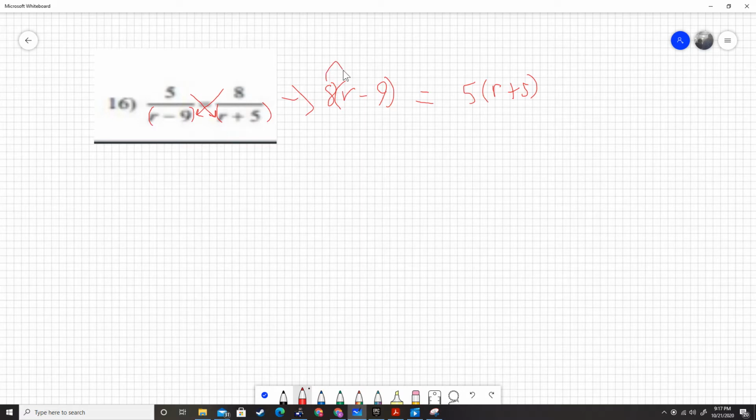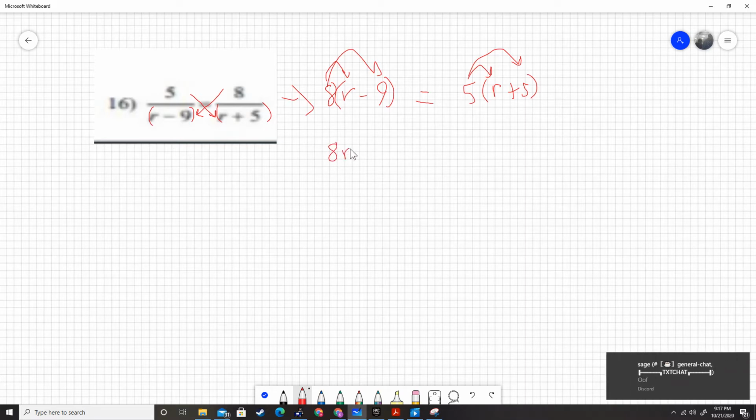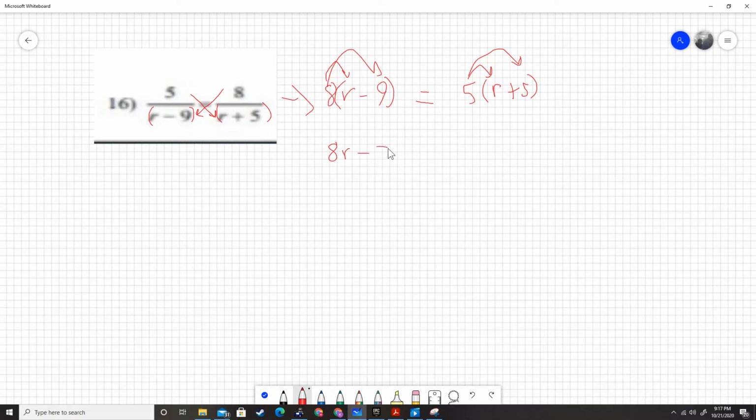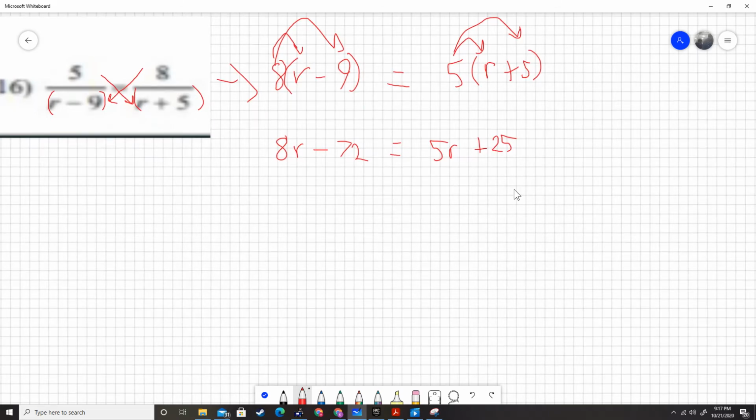First things first, we've got to distribute. So we're going to distribute 5 and 8 both into our parentheses. Over here on the left, 8 times r gives me an 8r. 8 times negative 9 gives me a negative 72. Now on the other side, we've got 5 times r, that is 5r, and 5 times 5 gives me a 25. Alright, so we've got this set up. That's pretty good so far.